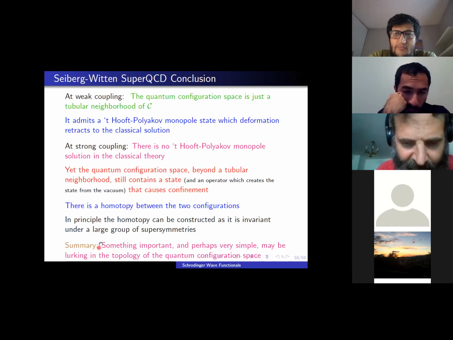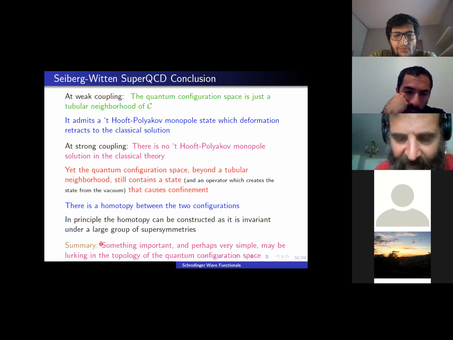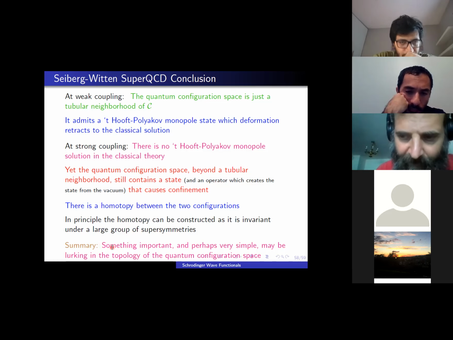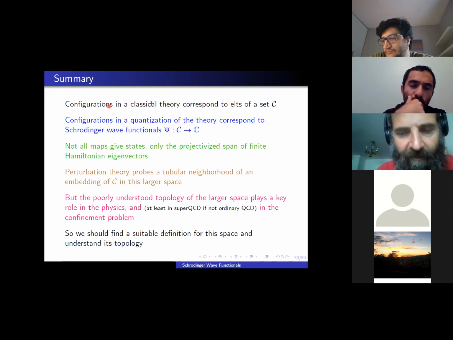And so something interesting is going on in the topology of this big space, and it's, I think, something very simple. I mean, once you know what it is, you can say what it is in a few sentences. But right now, nobody has any idea what the monopole is turning into with strong coupling. But if you knew, maybe that would let you know what a monopole is in QCD, which is a big open problem. Okay, so anyway, that's all speculation.